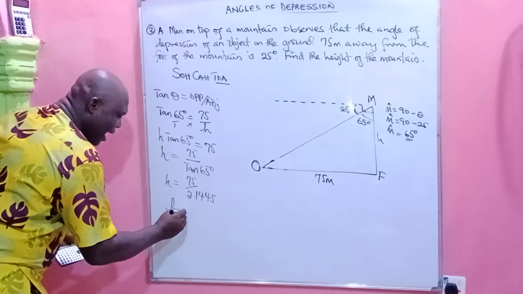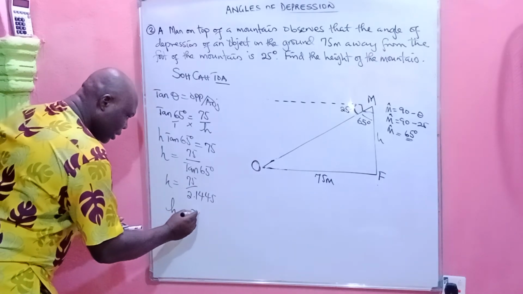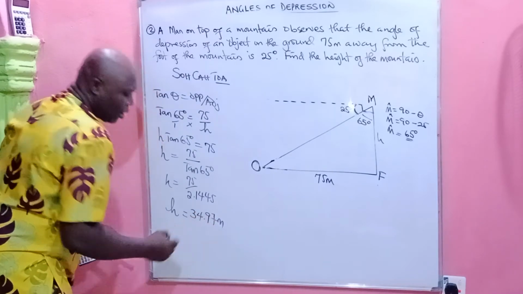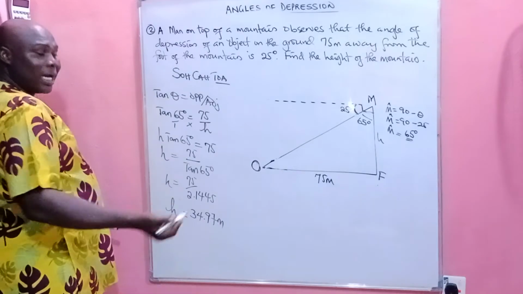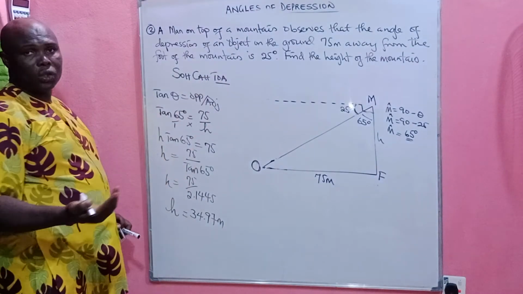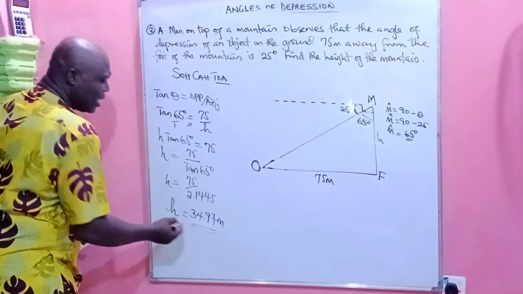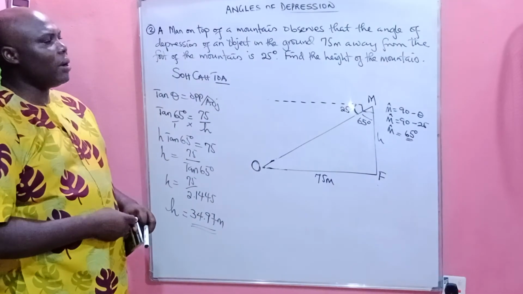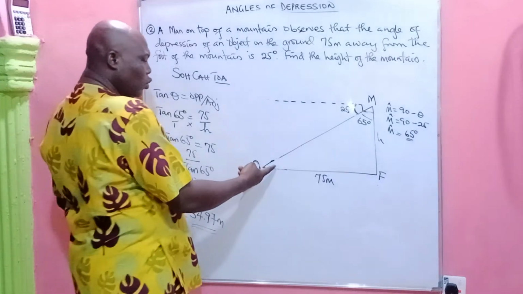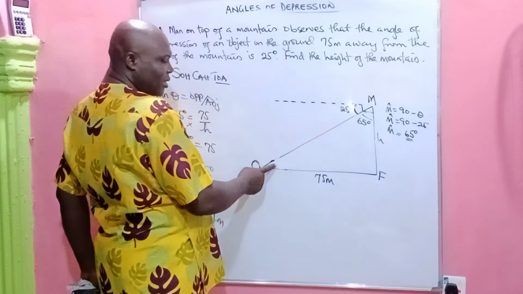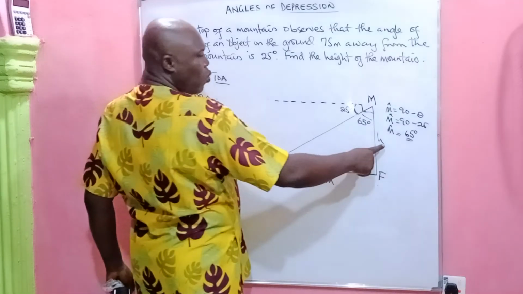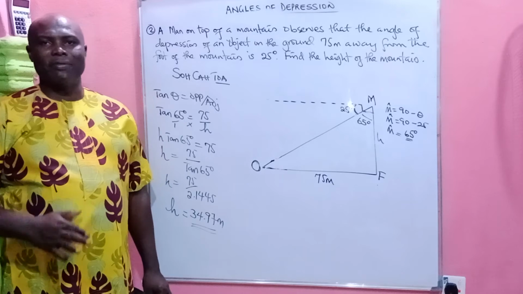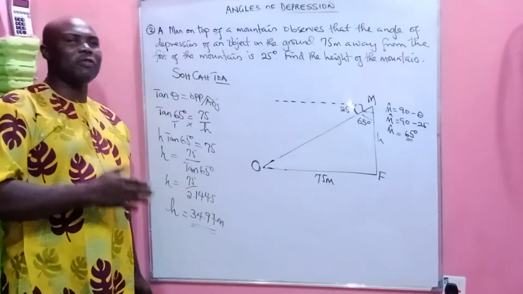Therefore, the height of the mountain will give us 34.97 meters. And of course, it depends on what they say you can approximate, but in the question, they didn't tell us to approximate, so we leave our answer as 34.97 meters. So that's the height of the mountain. Even if you decide to use this angle to be the alternate, that's 25, and use the 25 to work with this and this, you will still have 34.97 meters as the height of that mountain.